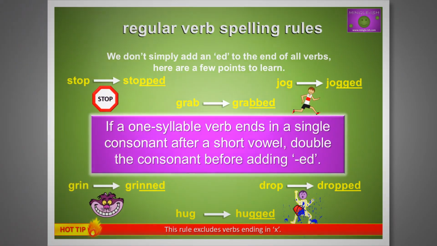And the final rule to learn is, if a one-syllable verb ends in a single consonant after a short vowel, double the consonant before adding ed. For example, stop becomes stopped. Grab becomes grabbed. Jog becomes jogged. Grin becomes grinned. Hug becomes hugged. And drop becomes dropped. As you can see, the final consonant is doubled before adding the ed.